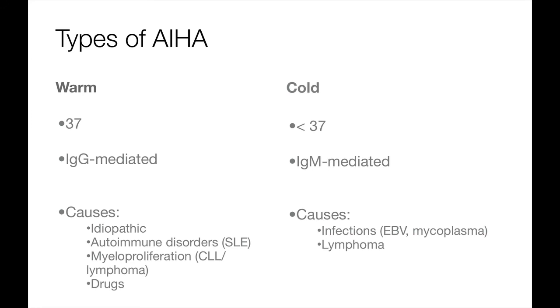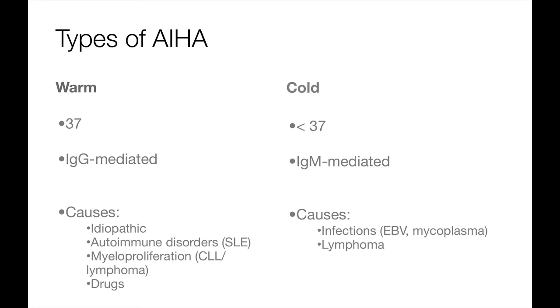There are two broad types of autoimmune hemolytic anemia, warm and cold. This really depends upon the temperature at which the autoantibodies are reactive with the cells. Warm tends to be IgG mediated and cold tends to be IgM mediated. Warm, however, is much more common than cold.